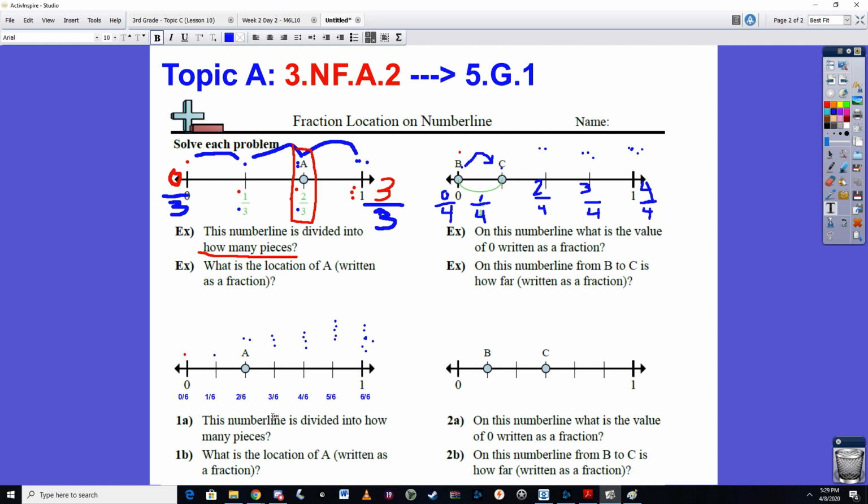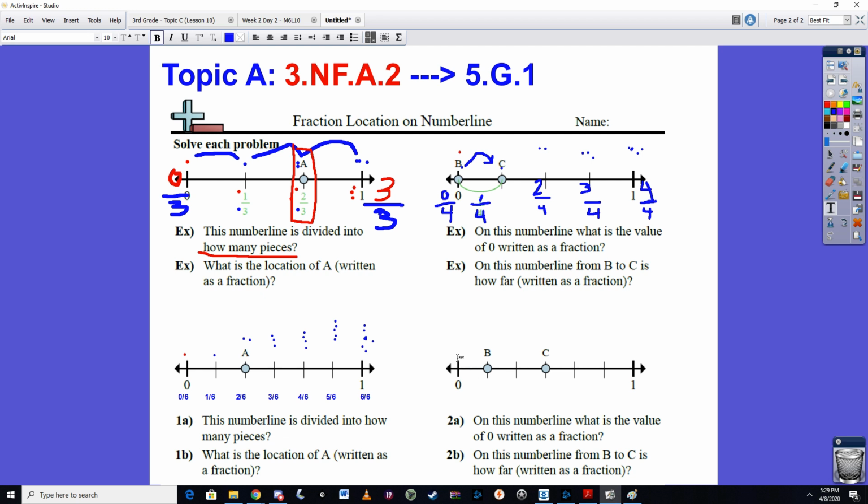This number line is divided into how many pieces? Okay, well, 6 pieces. Just look at your denominator. What is the location of A written as a fraction? 2/6. See how much easier it is when you first just make sure you work everything out up here and then you read the questions. Okay, same plan.